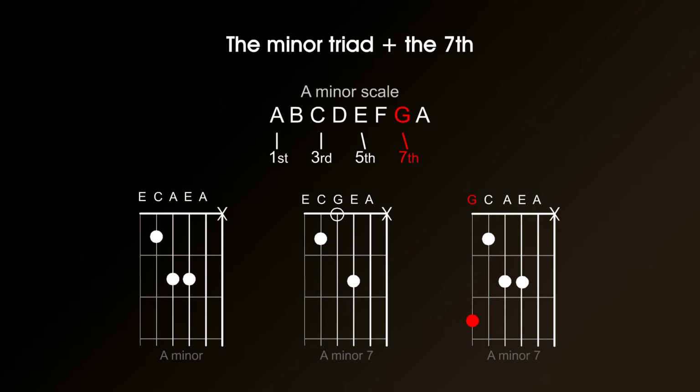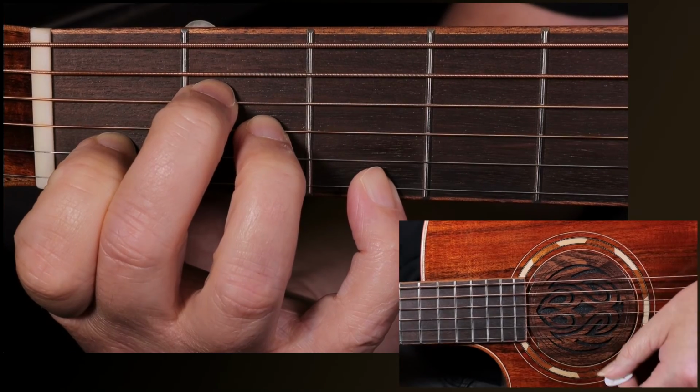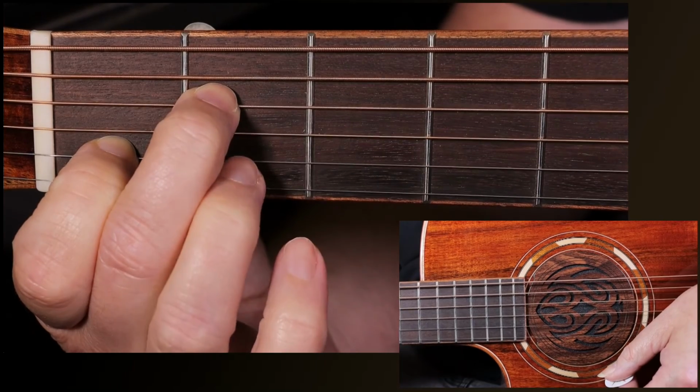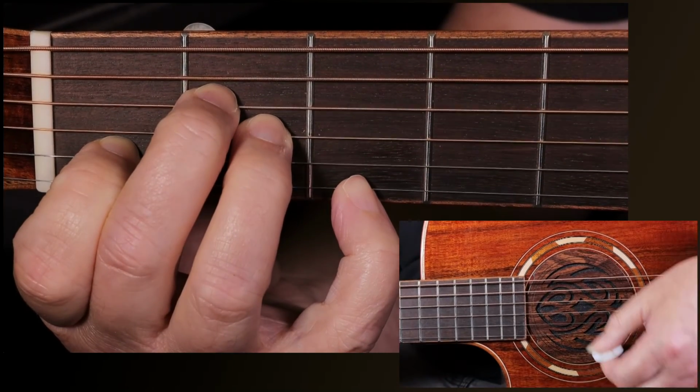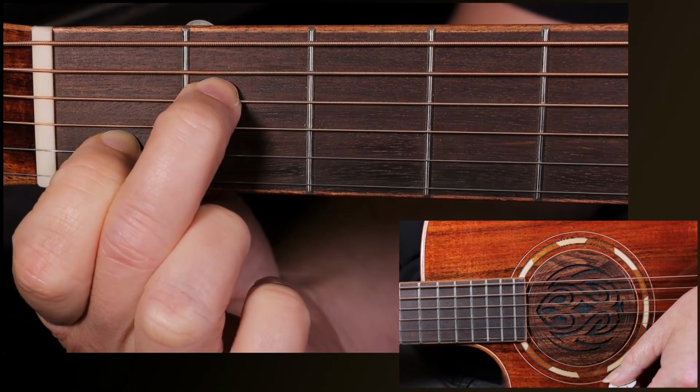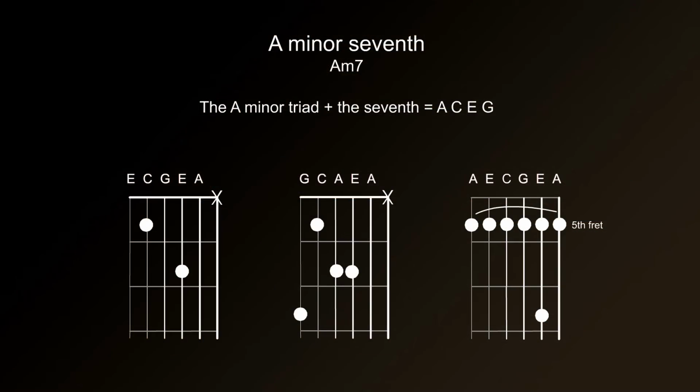However, you could also play the G by removing the 3rd finger from the 2nd fret of the G string. And now when you strum the chord, you're playing an open G. Now, whilst these two chords sound different, they are both valid A minor 7th chords. And this is just two ways of playing the A minor 7th chord.